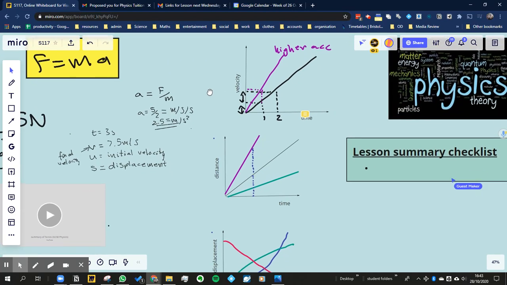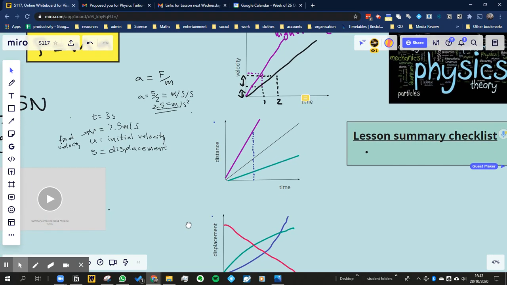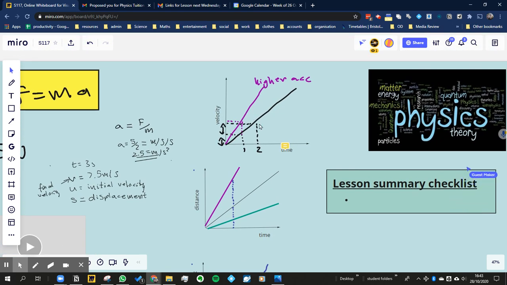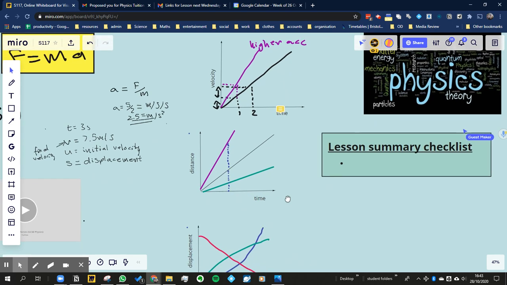So we've got three graphs here. We've got a velocity time graph, and then these bottom ones are distance time graphs. And we've got two straight lines here, which means that whatever is on the y-axis is increasing by the same amount with every unit of whatever's on the x-axis. Now, in all of these, it's time.